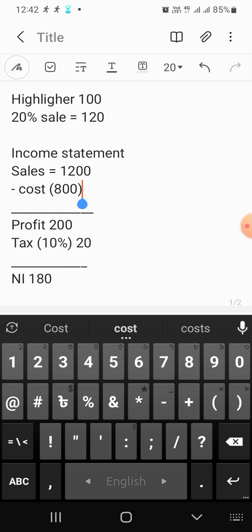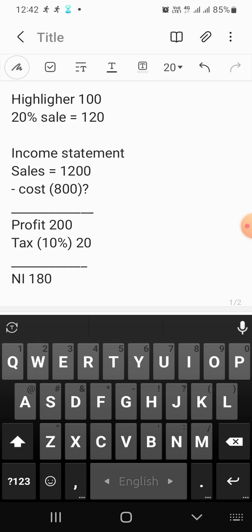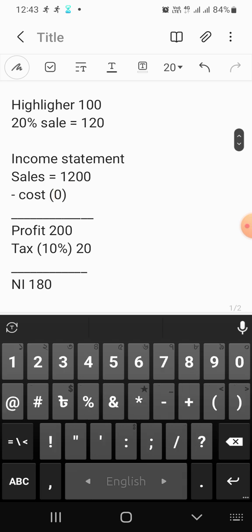So the question is, how much will the cost increase? If this is fixed cost, it will not change. But if it is variable cost, it will change at the same rate. And if nothing is told in the question, let's assume that in this scenario, as sales have increased 20%, the cost has also increased 20%. So 800 times 20% is equal to 160. So the new cost is actually 960. So let's give attention here.